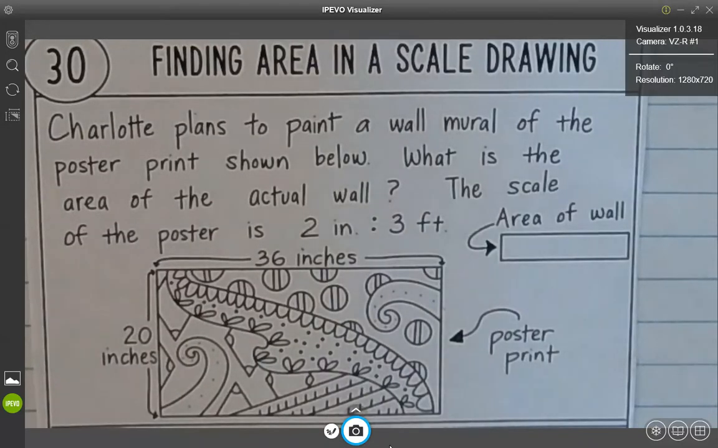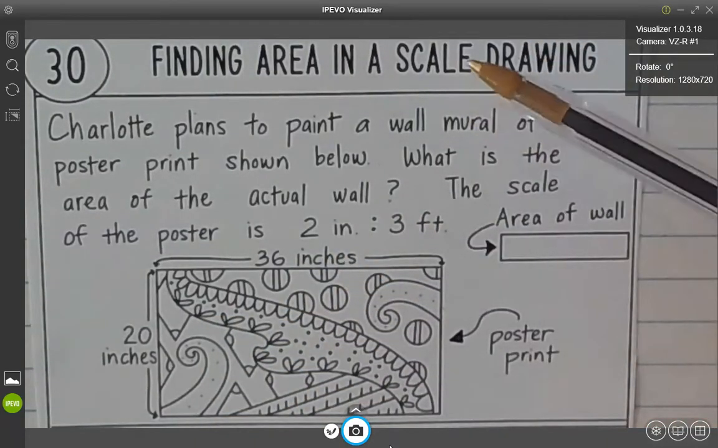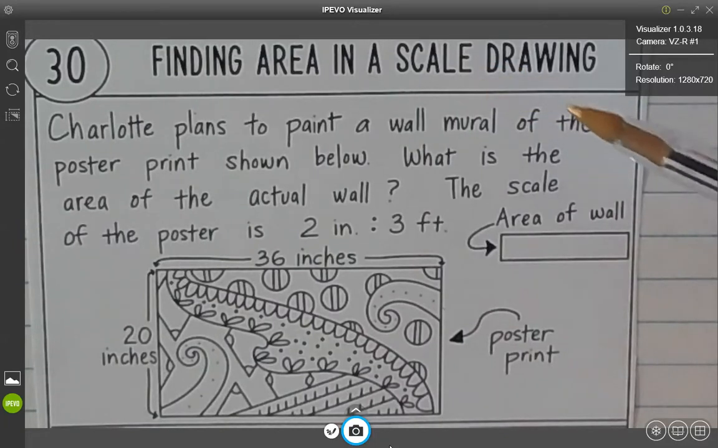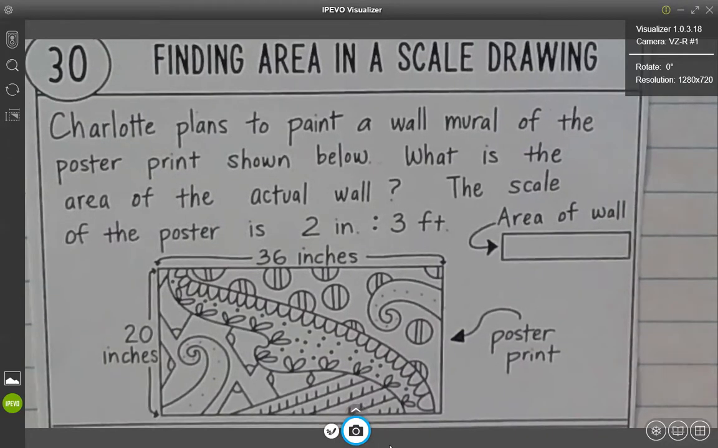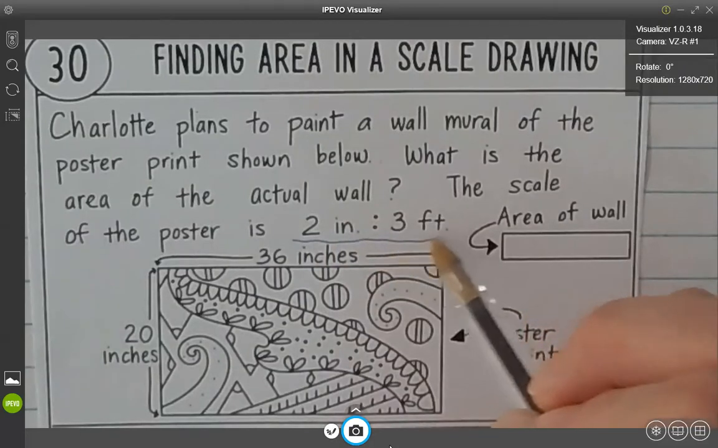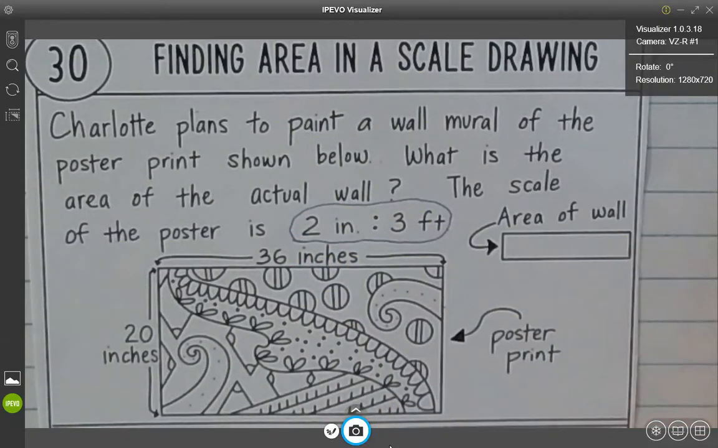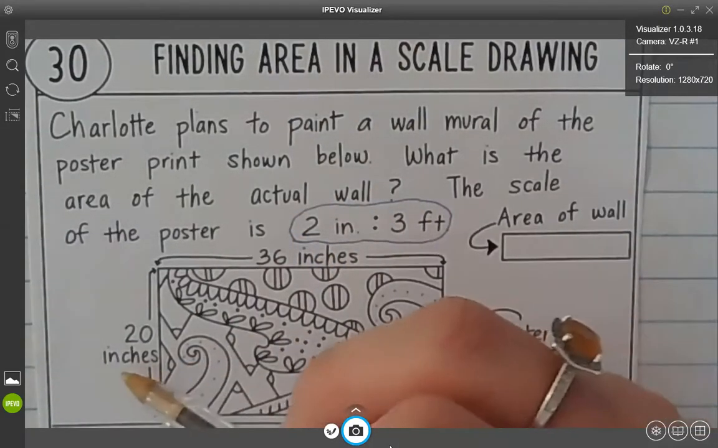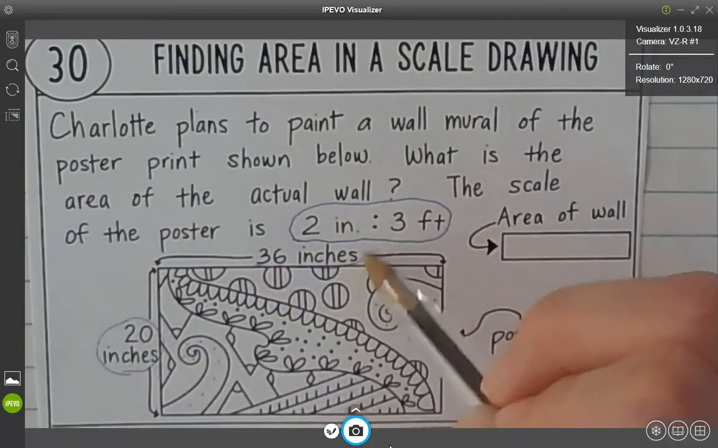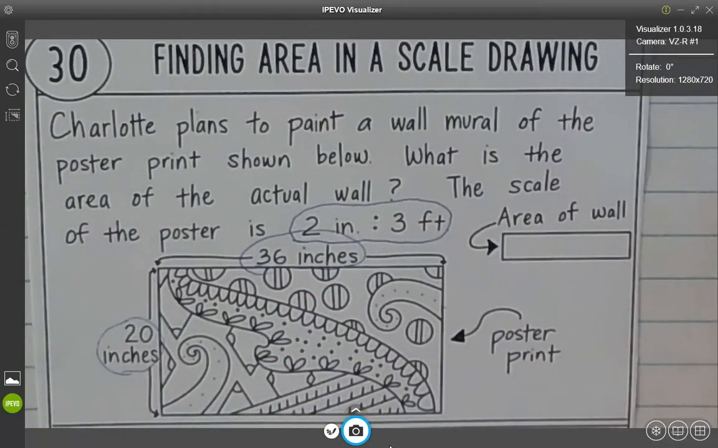All right, so this problem says that Charlotte plans to paint a wall mural of the poster print shown below. So this is a poster print. This is what she's going to paint on the wall. What is the area of the actual wall? The scale of the poster is 2 inches is to 3 feet. So C represents circling. What would you circle? Yep. You can circle this. Is there anything else that you would? Well, I would also circle these because these are the dimensions of the poster. Some of us are not doing this step. And if you do not do this step in your work today, you will not get the full completion grade.